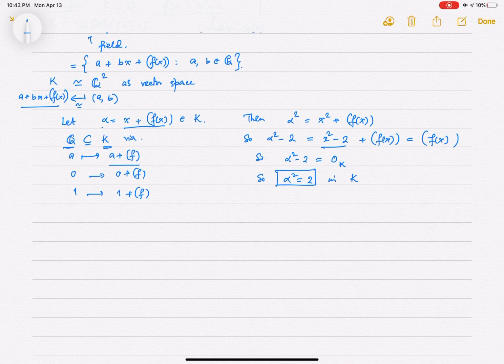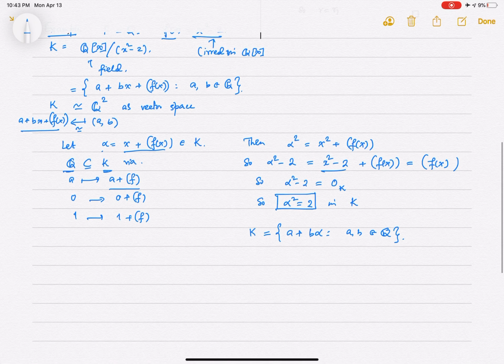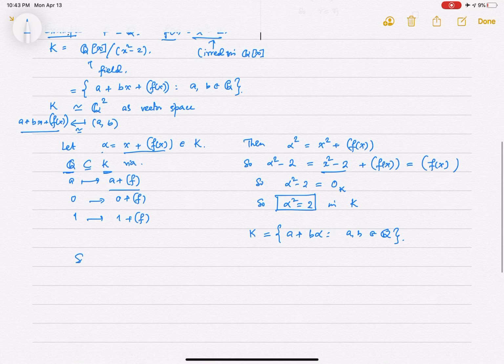And this is the key. So after you do that, really K becomes just all expressions a plus b alpha. And this alpha is really a square root of 2 in K. So we say that K is obtained by adding a square root of 2 to the rational numbers.